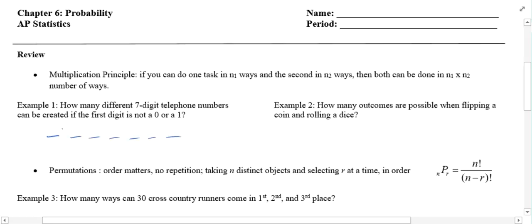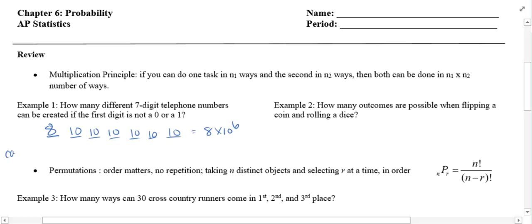So if the first one can't be a 0 or a 1, we're talking about single digits. How many single digits are there? 0 through 9? There's 10. But we can't have a 0 or 1, so the first one is an 8. Here we're allowed to have repeats. So how many options do I have on the second digit? It's going to be 10. And since I'm allowed to have repeats and there's no other conditions, all of these would be 10. So this is going to equal 8 times 10 to the 6th.